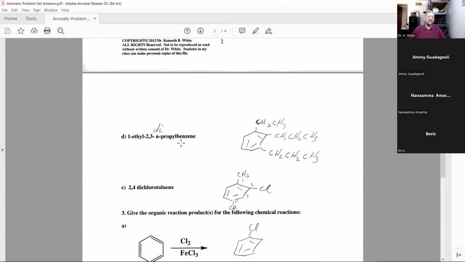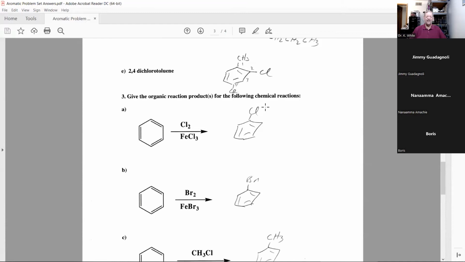And here I forgot the "di," sorry. 1-ethyl-2,3-dipropylbenzene. Start from the right, move left, benzene ring. I have propyl on carbon 2 and 3, and ethyl on carbon 1. All right, let's move to some of the reactions.